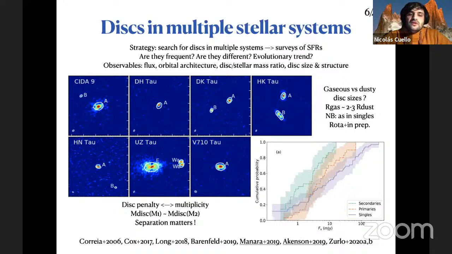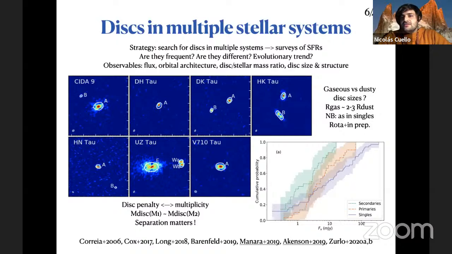So here I'm showing, there are many surveys in the last years. I'm just showing one example here by Carlo Manara and collaborators, where you can see several disks. So here you have mainly binaries and one triple that we can see there, UZ Tau. And what we can see is that we have information of the gas disk and the dust disk, and we can compare the size there.